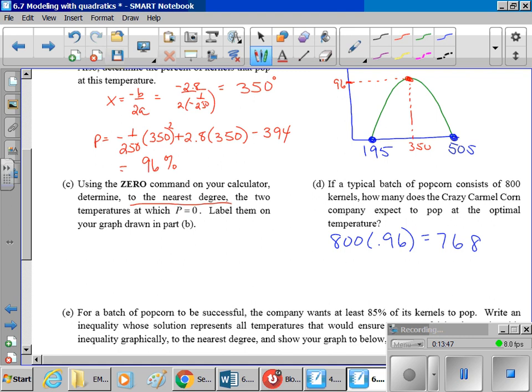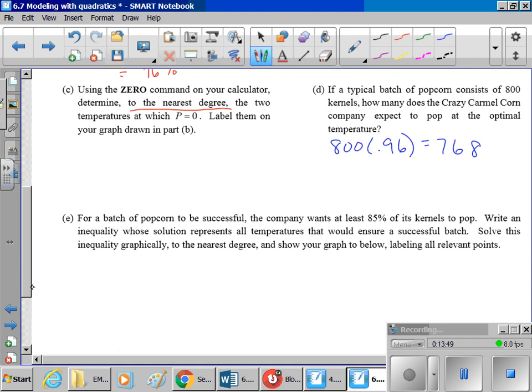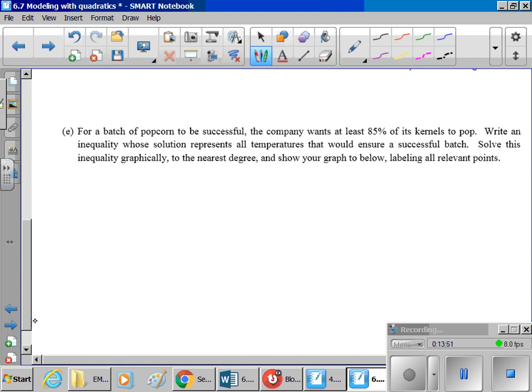All right, moving on to E. For a batch of popcorn to be successful, the company wants at least 85%. So we did one like this before with 50% of its kernels to pop. Write an inequality whose solution represents all temperatures that would ensure a successful batch. Solve this inequality graphically. All right, so what would this look like?